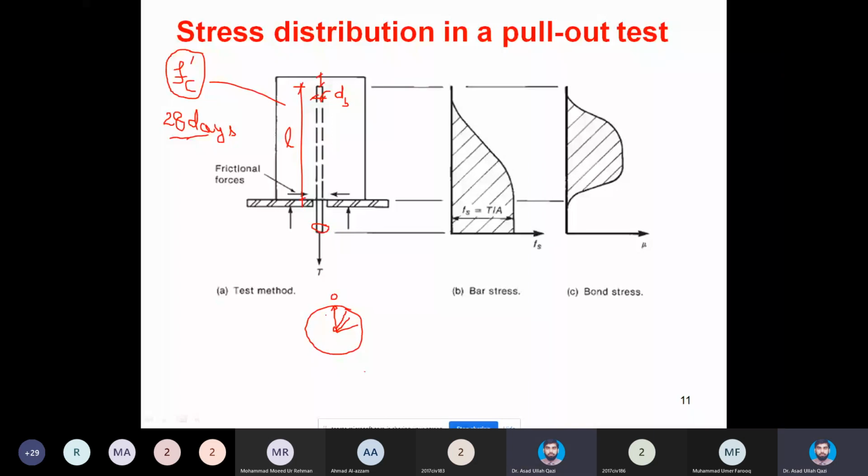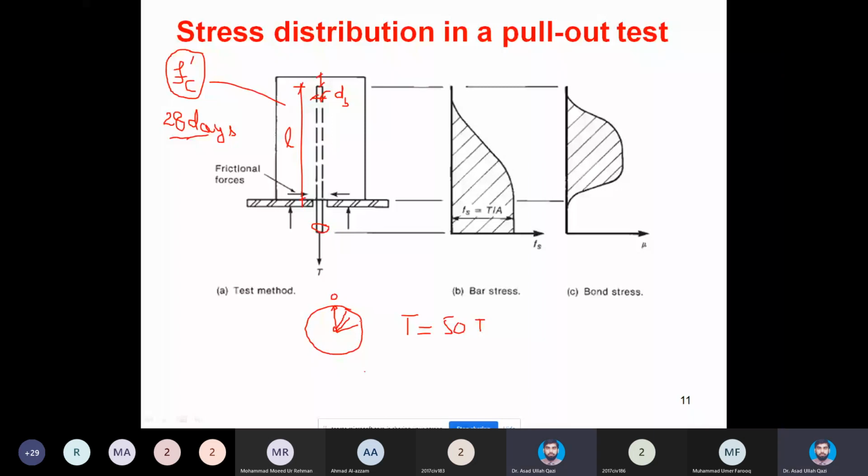You record that value, and suppose that value is, just for assumption, 50 ton or 500 kilonewton. So that value is the tensile force you applied on the bar, and at that maximum force finally the needle halts, and the reason may be the bar pulled out, or concrete splitting taken place in the cylinder.